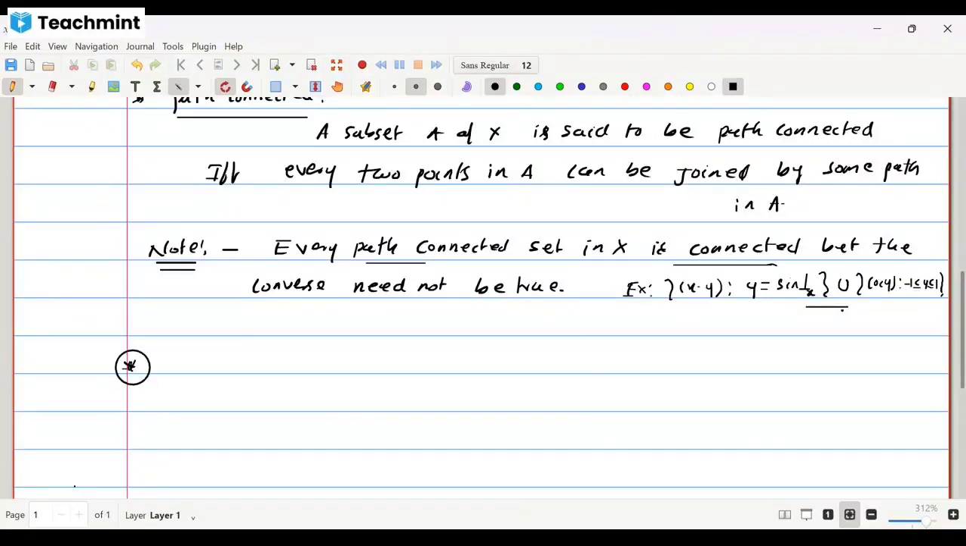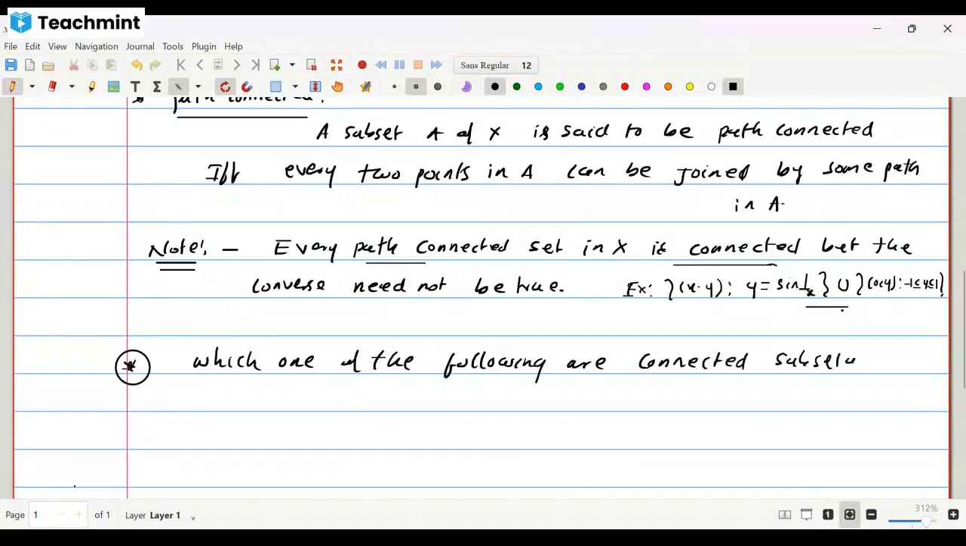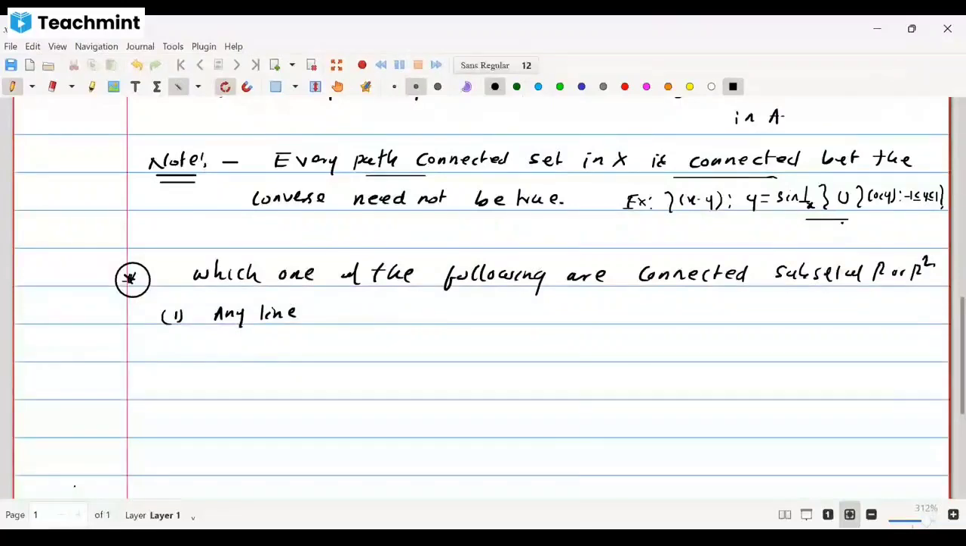Examples. Which one of the following are connected subsets of R square? Number one, any straight line in R square. Every line is a subset of R square, right? Number two, the set of (x, y) such that x square plus y square equals 1. And number three, it is S1.